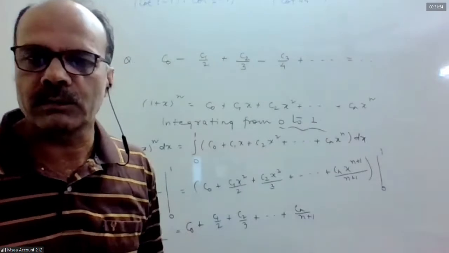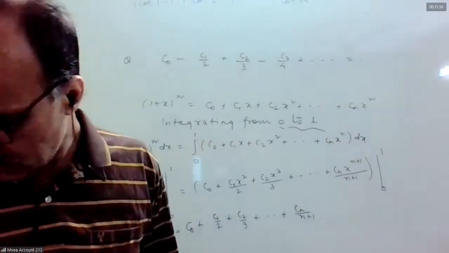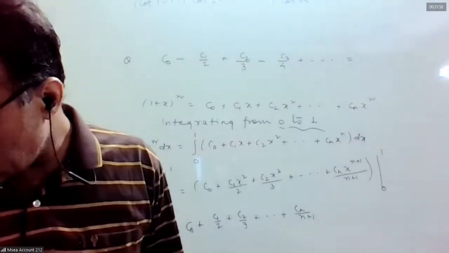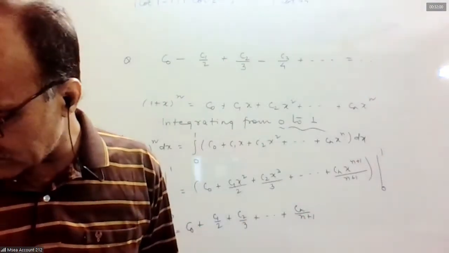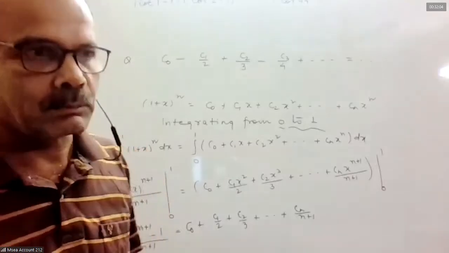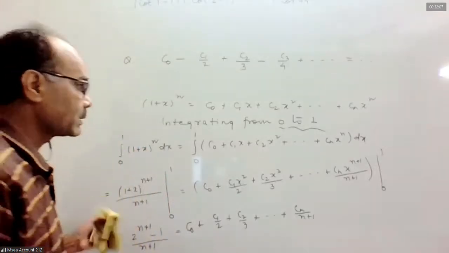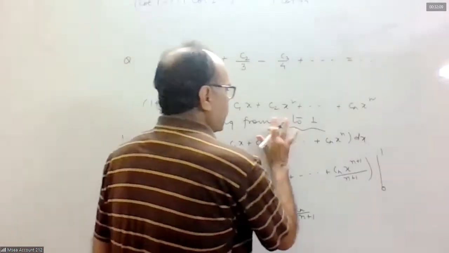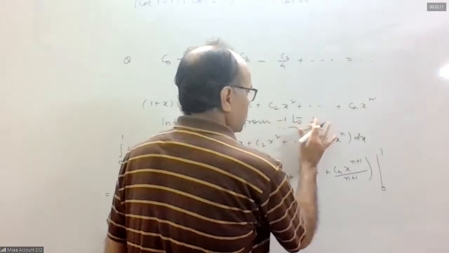What will it be? The answer is 1 by n plus 1. That is correct. But what should be the limit? -1 to 0. Correct, -1 to 0, not 0 to -1. Integrating from -1 to 0. That's it.